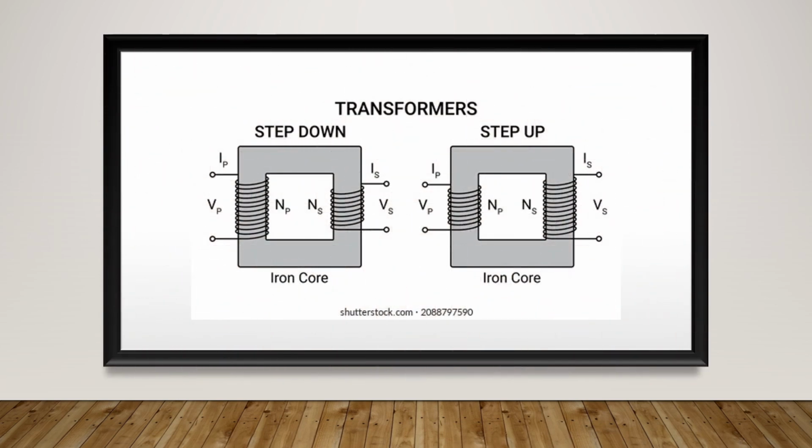In this diagram you can see in a step down transformer, NP, the number of turns in the primary coil, is greater than the number of turns in the secondary coil, while in a step up transformer the number of turns in the primary coil is less than the number of turns in the secondary coil.